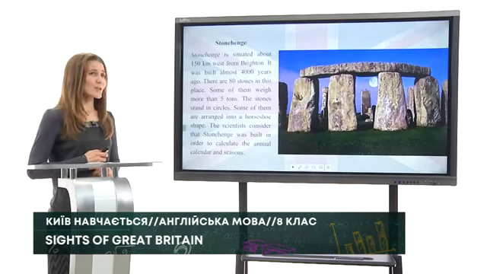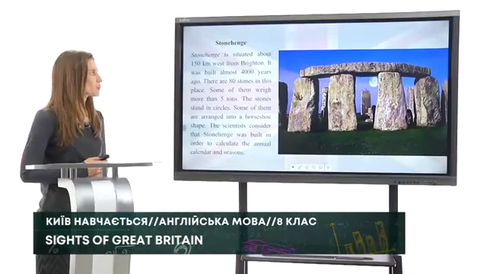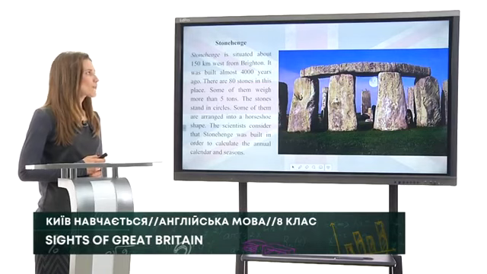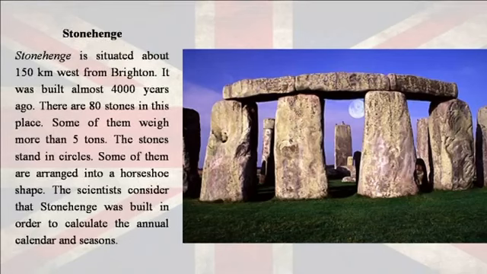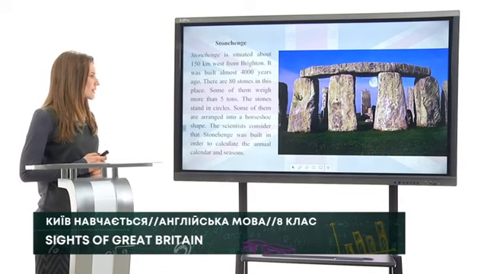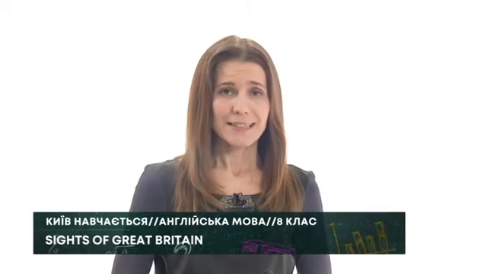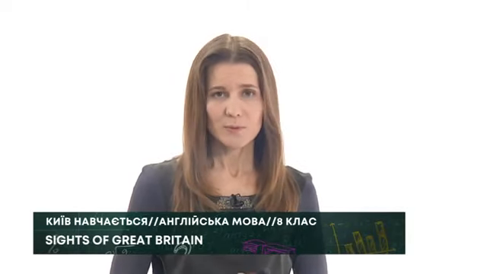Let's start with Stonehenge. Stonehenge is situated about 150 kilometers west from Brighton. It was built almost 4,000 years ago. There are 80 stones in this place, and some of them weigh more than 5 tons. The stones stand in circles, and some of them are arranged into a horseshoe shape. The scientists consider that Stonehenge was built in order to calculate the annual calendar and the seasons. It is a rather mysterious place, don't you think so? And actually, it is famous not only in Britain, but all over the world.